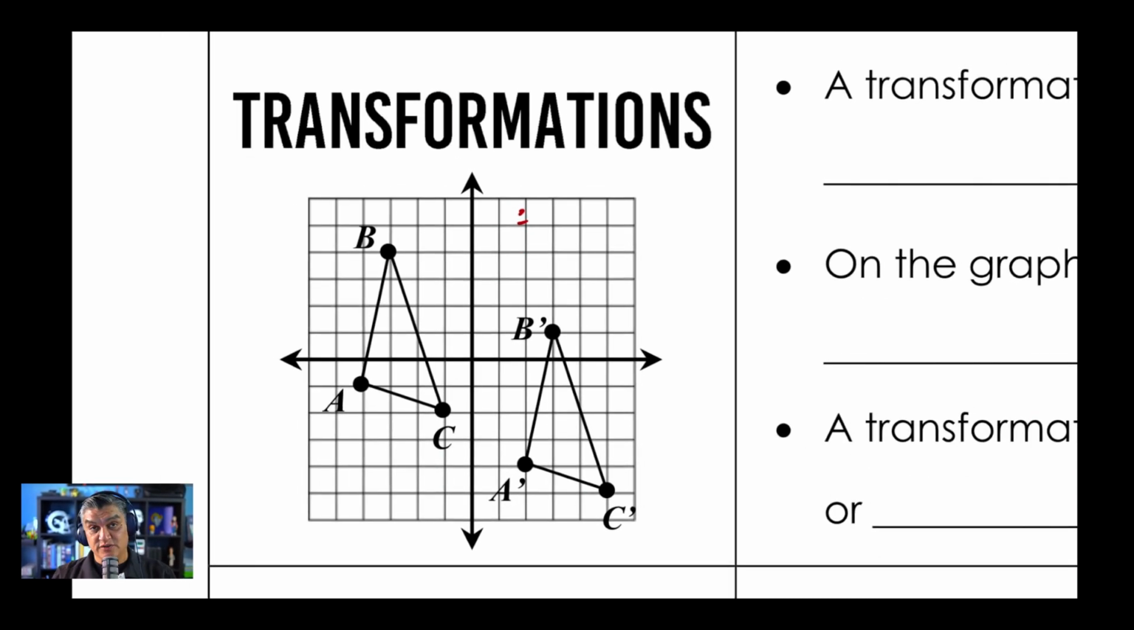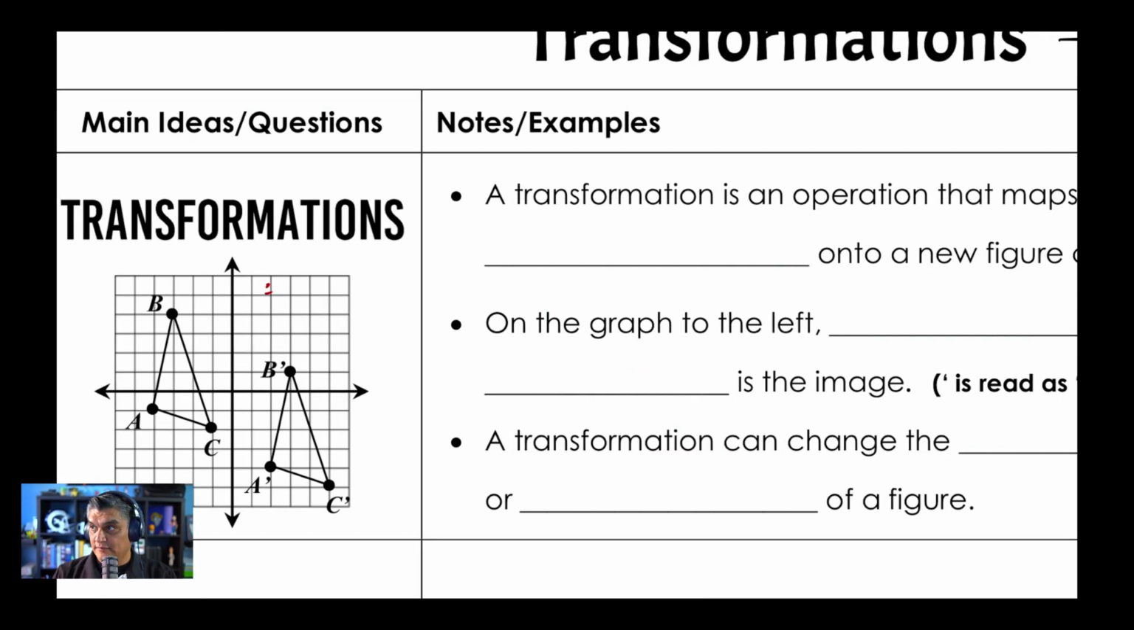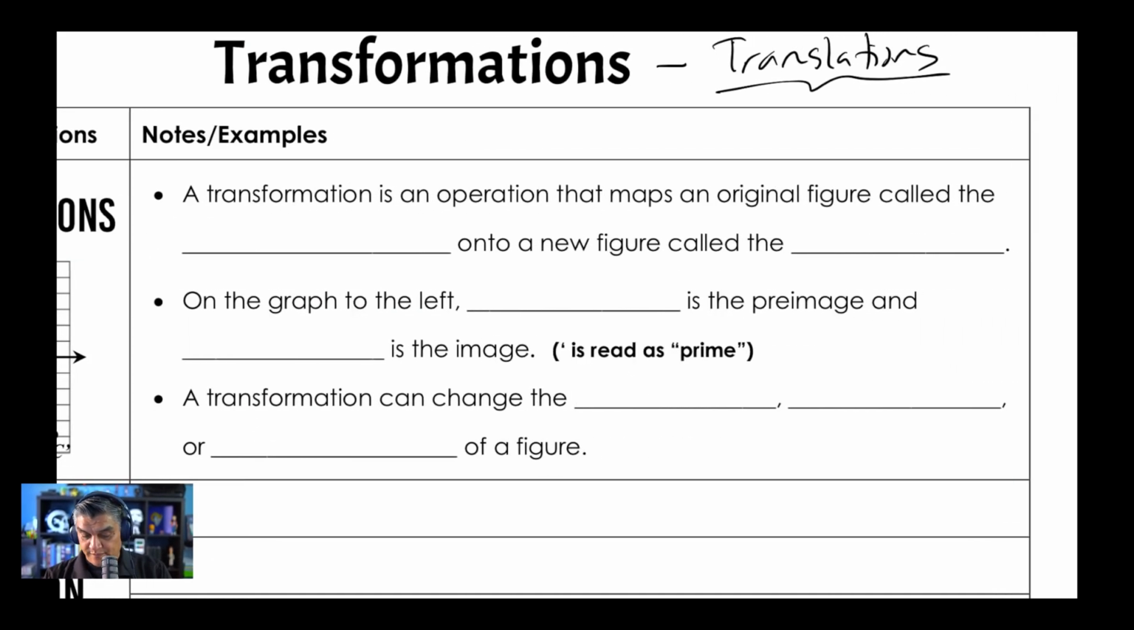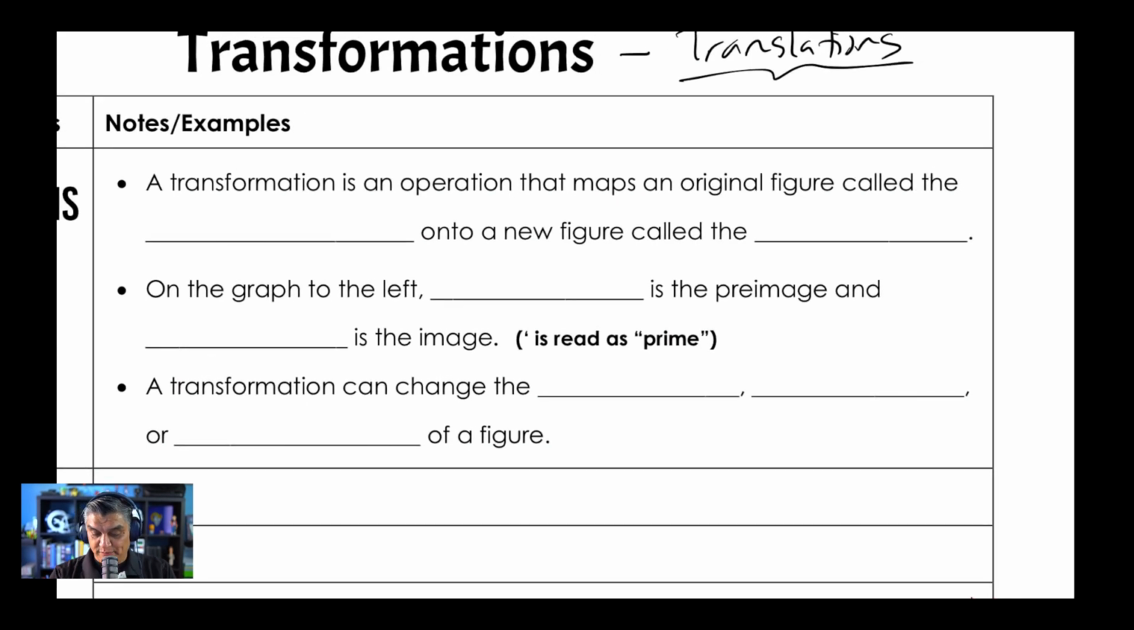All right, transformations. Transformations is the big unit. There are 4 types of transformations. We're going to focus on translations today, but let's talk about what a transformation is. A transformation is an operation that maps. Basically, maps means moves. So I'm going to get an image, or a figure, and I'm going to move it. There are different ways I can move it. So how can I do that?